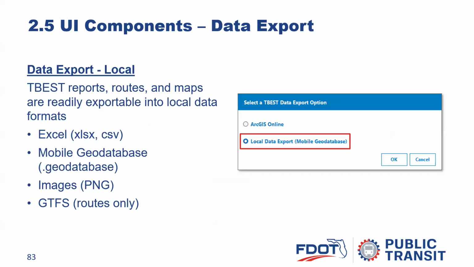Okay, so data export. There is a local data export. That can come from the map or it can come from lists, right? If you're exporting from the routes panel or the stops or the segments panel, you can export that as Excel or CSV. The routes panel, you can export to GTFS. So if you select a group of routes, you can export those to GTFS. There are some cases you export to PNG.